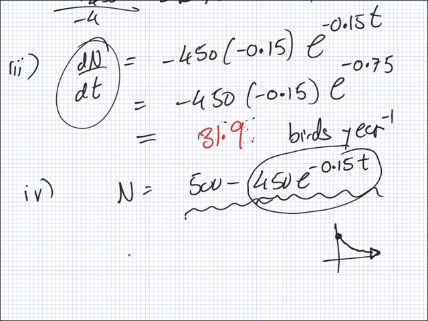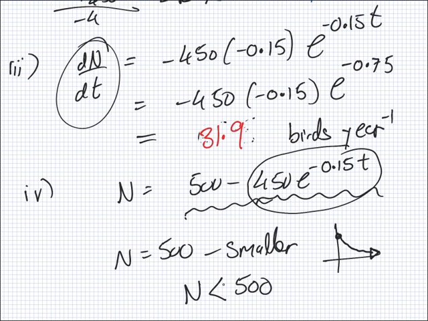So here's the situation. You have N equals 500 minus a number which is getting smaller and smaller as time goes on. So 500 is what we're approaching, isn't it? N should always be less than 500. Practically, you'll get 499.99999, and since you can't have 499.9999 birds, it seems like the population is reaching 500. So we predict that you will not get more than 500 birds.